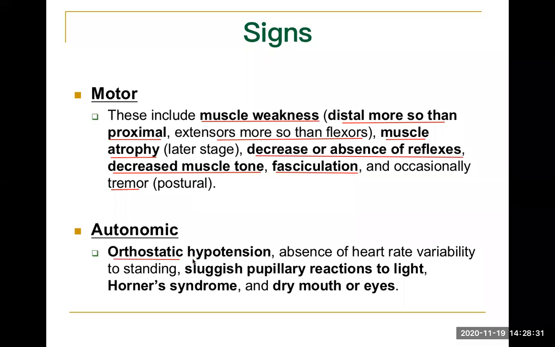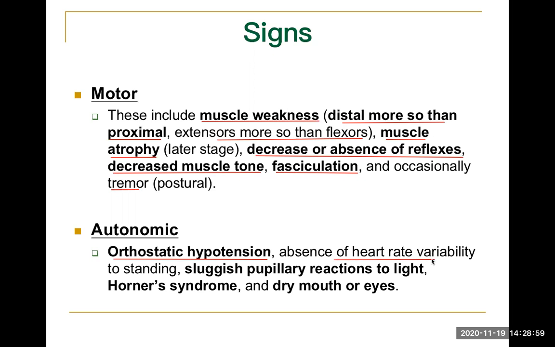The last part is autonomic signs. Orthostatic hypotension is there, and we need to prove this in the patient. It's very easy. Take the blood pressure when the patient is lying down comfortably on the bed. Ask the patient to stand up and take the blood pressure again. If there is a difference of more than 10 millimeters of mercury, that is known as orthostatic hypotension. If more than 20 millimeters difference, the patient may feel dizzy.